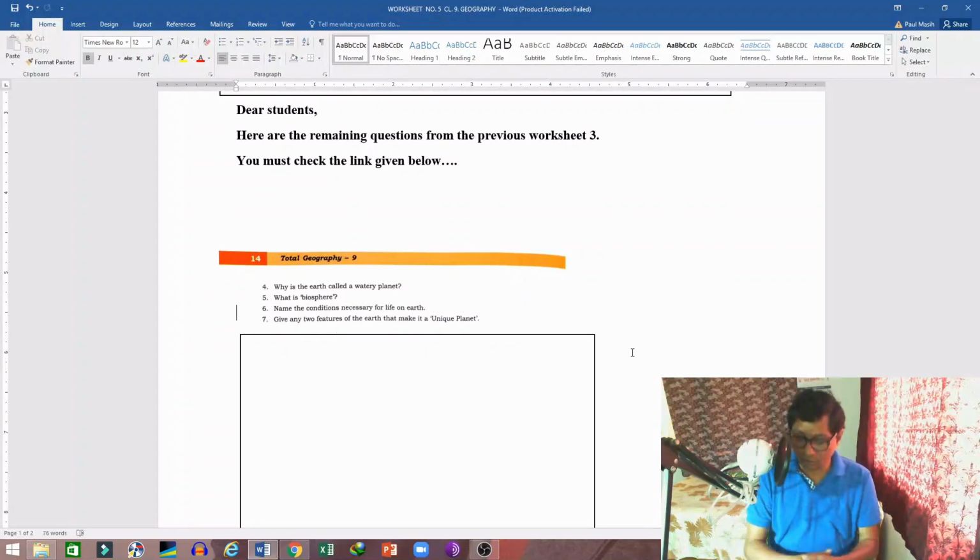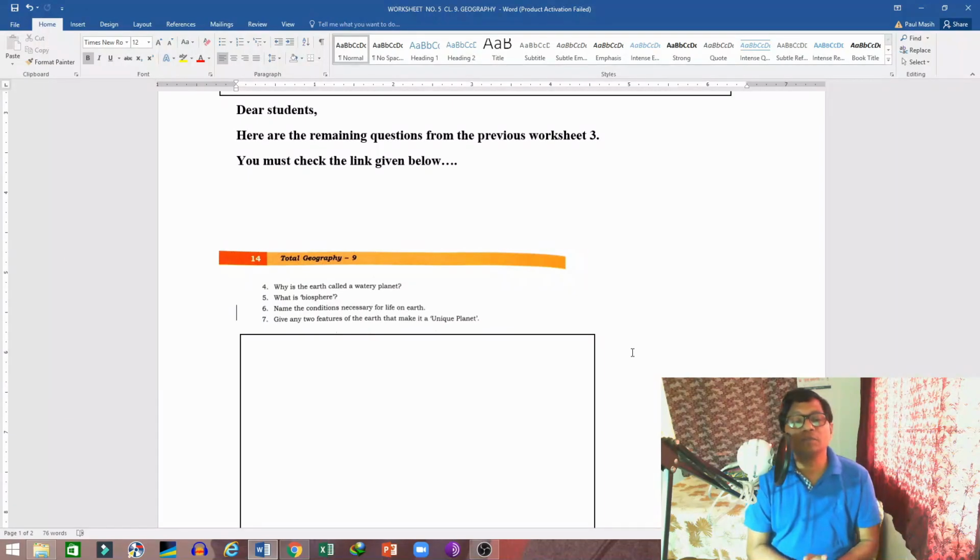So these three spheres together form the biosphere. So you can say biosphere is equal to lithosphere plus hydrosphere plus atmosphere, right? So this is what is biosphere. That was question number 5.